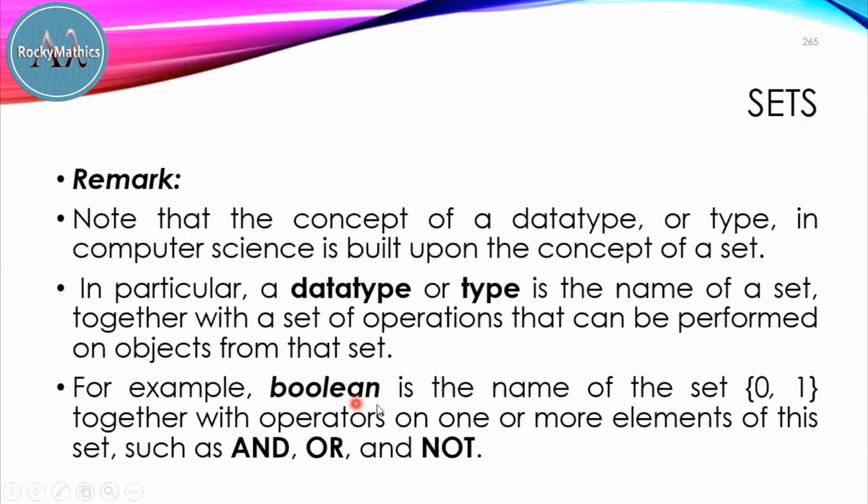You are already familiar with this. What is Boolean? Boolean is the name of the set. Again, this is the set of 0 and 1 together with operators on one or more elements of this set, such as and, or, and not. You are already familiar with this from our discussion when we discussed logic.